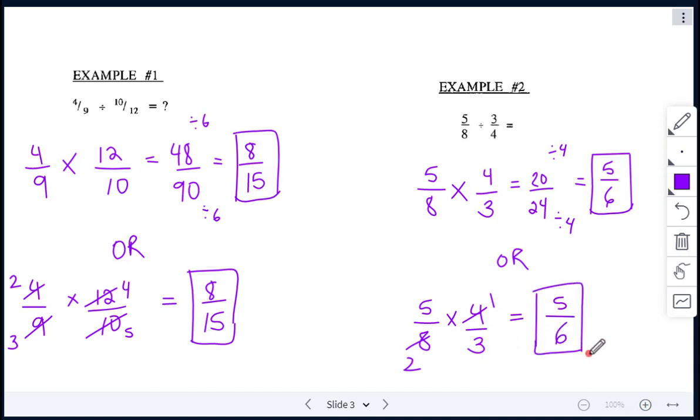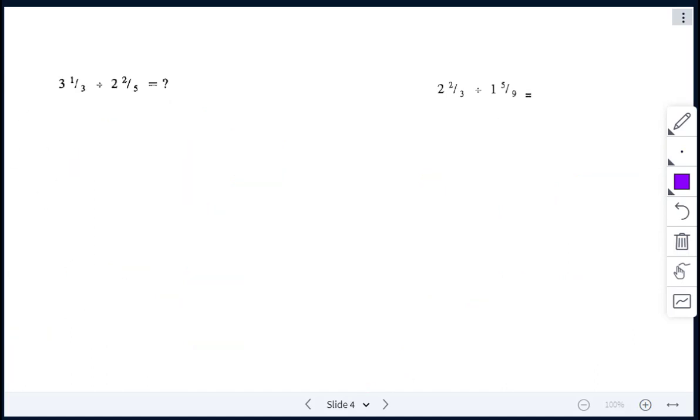So either way, we get the same answer. Okay, so when we have mixed fractions, our first rule states, put it into improper fractions. All right, so quick review for changing this. 3 times 3 is 9, plus the 1 is 10, and our numerator stays as 3. The denominator stays as 3. And then our second fraction, 2 times 5 is 10, plus 2 gives me 12, and then our denominator is still 5.